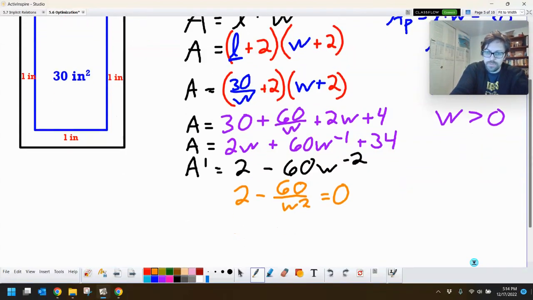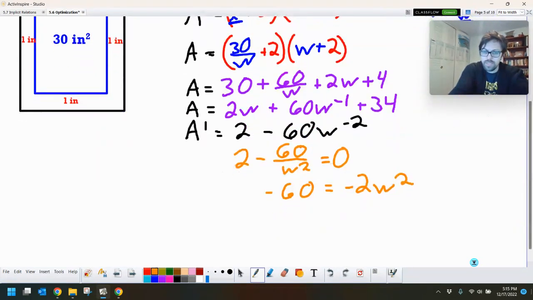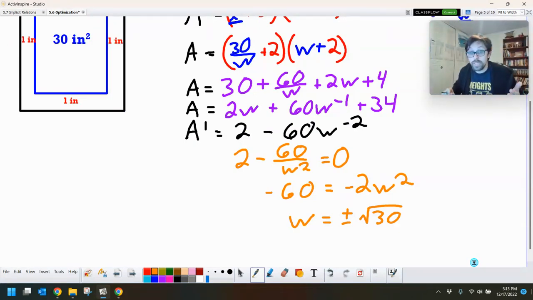Subtract that 2 from both sides. So we get -60 over W squared equals -2, and multiply both sides by W squared, so we get that thing out of the denominator. Then we divide both sides by -2, and W equals plus or minus the square root of 30. Now, we said earlier, we only want positive values for that width because we're talking about the width of a piece of paper. So we don't care about the negative square root of 30. We do care about that positive square root of 30.